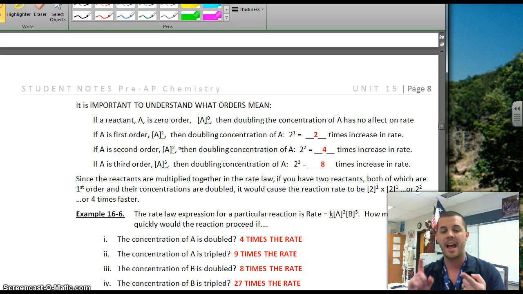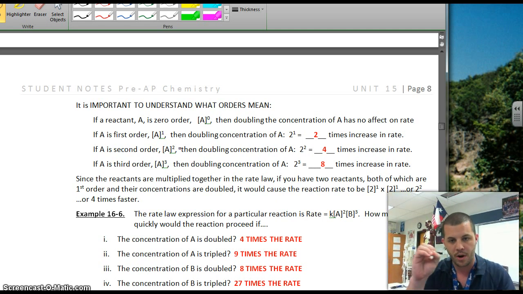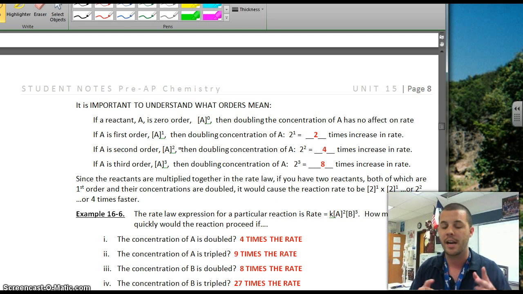What that means is that if you double the concentration in a zero order situation, doubling the concentration is going to do absolutely nothing to the rate of the reaction. The rate of the reaction is going to remain constant no matter what you do to the concentration of A, okay? That's a zero order reaction.